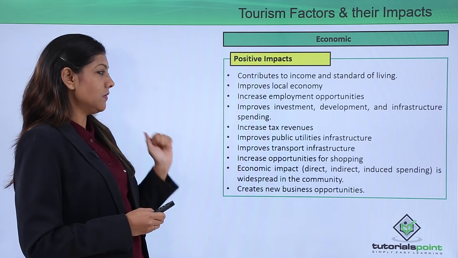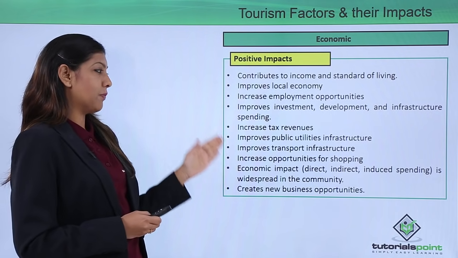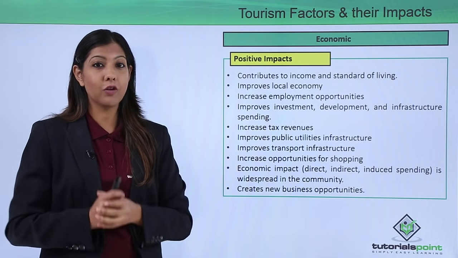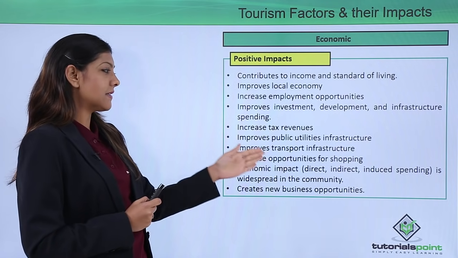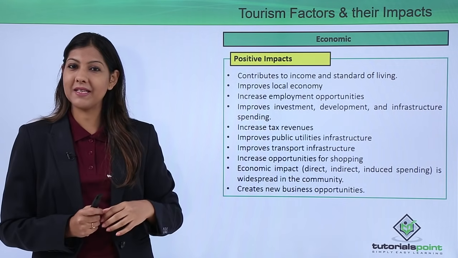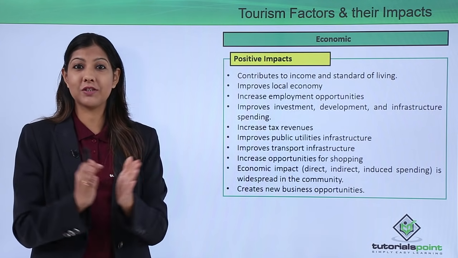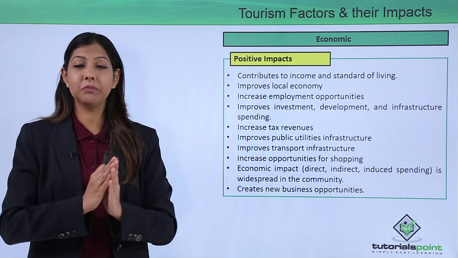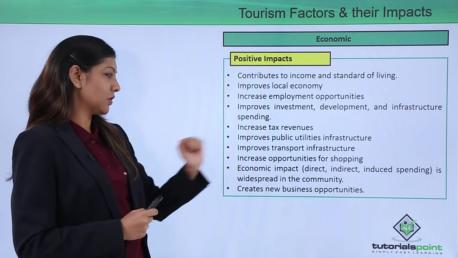Increased tax revenues improve public utilities infrastructure, and also the transport infrastructure. So local transport is given a lot of importance when there are tourists coming from outside. It increases opportunities for shopping, so a lot of places have shopping malls coming up and other destinations, for example Haats, wherein people can go and have a view at a flea market, etc. So shopping is also given a lot of importance.